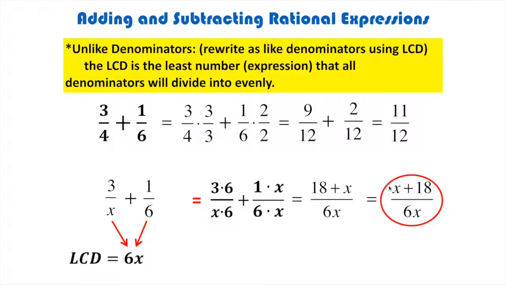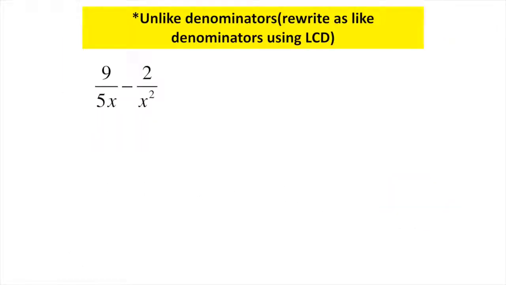Now, we cannot cross these two off here because of this addition sign. We don't have the exact same thing on top and bottom. It's not multiplication. We can't cross those off. All right. Now let's get some practice on these. So let's do one more.